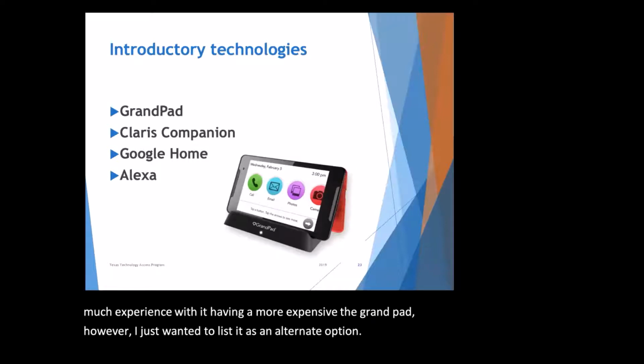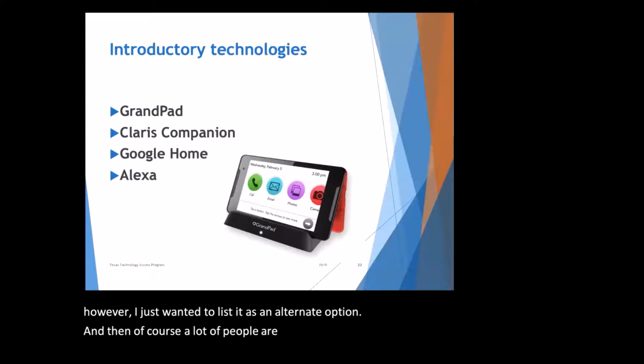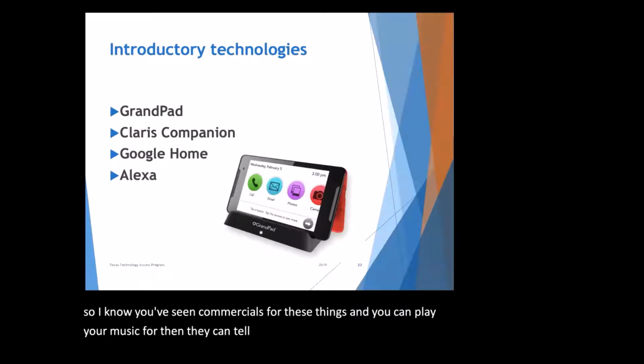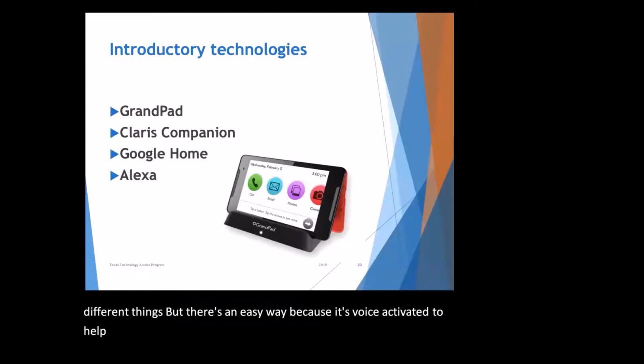And then, of course, a lot of people are using Google Home and Alexa. I know you've seen commercials for these things. You can play your music on them. They can tell you who's at the door, and many different things. But there's an easy way, because it's voice activated, to help people. They don't have to push buttons to be able to interact with their environment and connect to the internet and beyond.